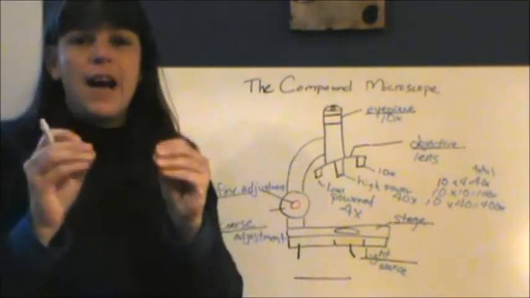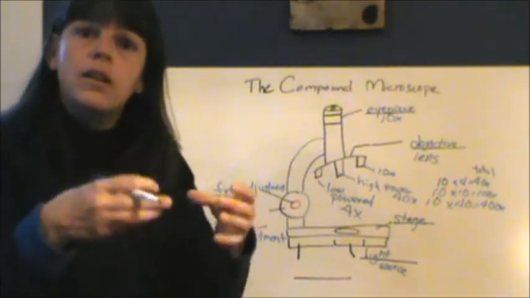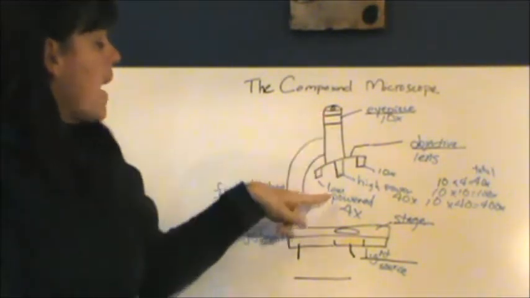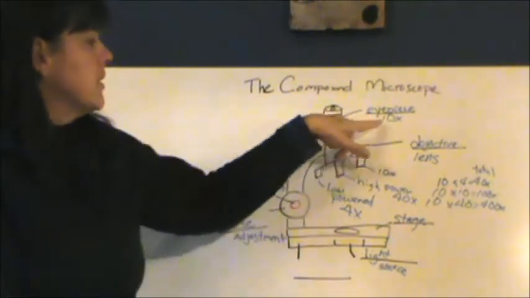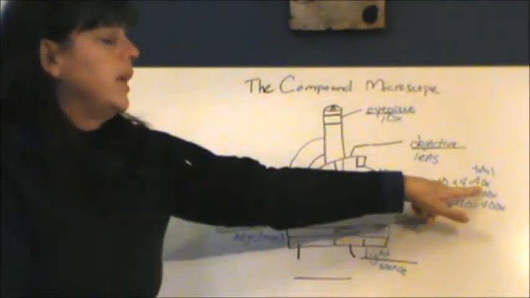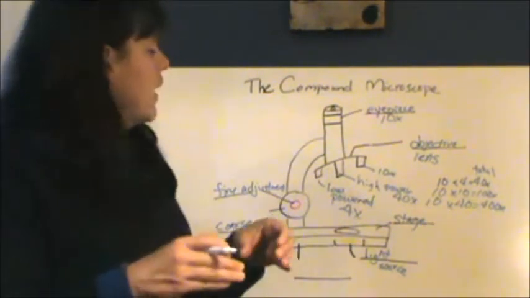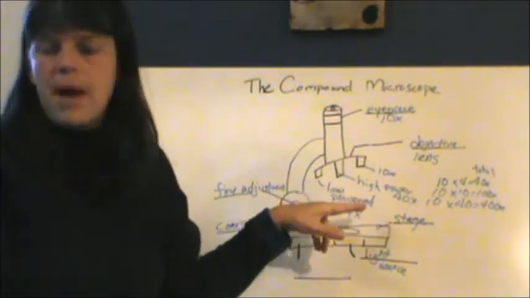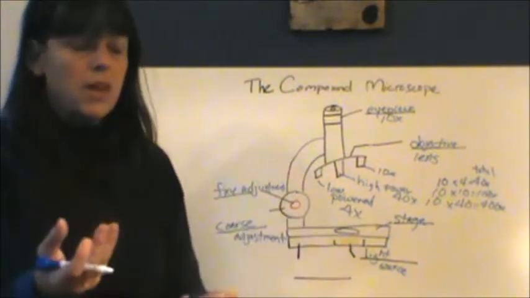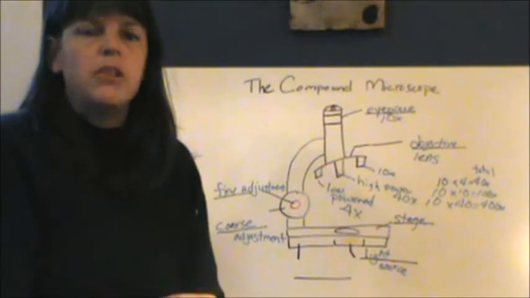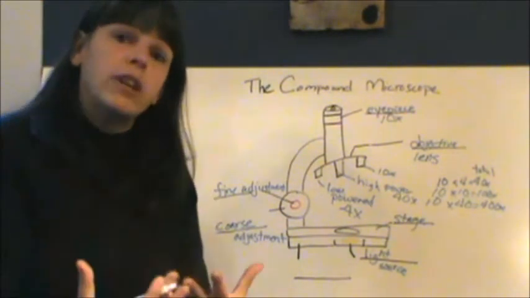As you're trying to find your cell on your slide, you will first use the low power, the 4 times, which in total is 40 times magnification, to locate whatever it is you're trying to find. Never start with the high-powered adjustment. If you start with the high-powered, it's such a small area that you'll be looking at, it's very difficult to find the thing you're looking for.